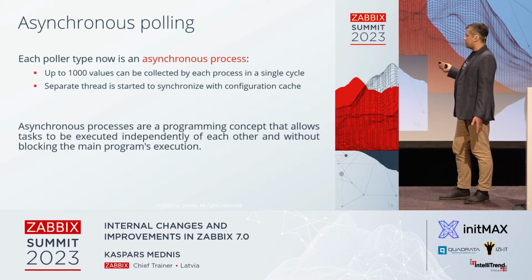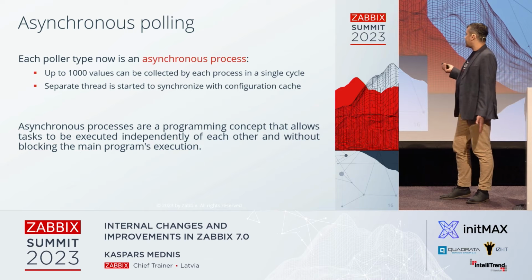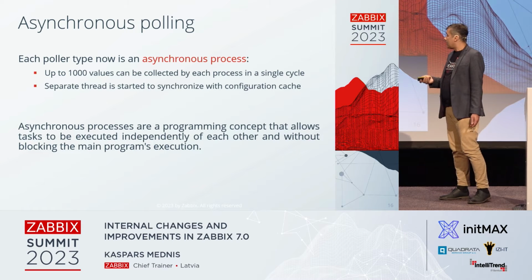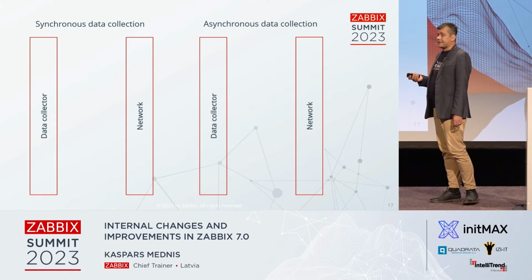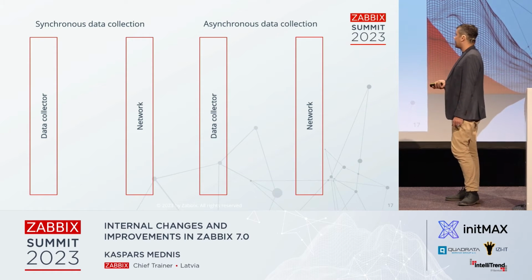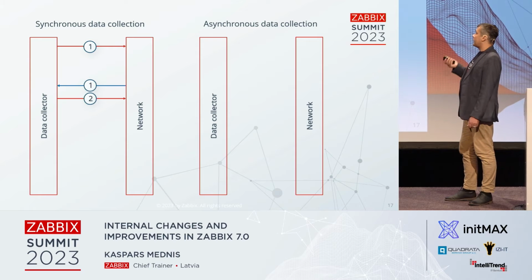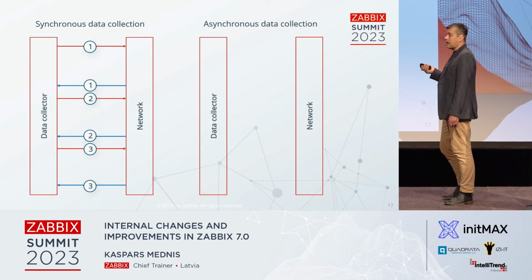So what is asynchronous data collection? That's a programming concept which allows you to execute tasks independently of each other. Let's take a look at the difference between Zabbix 6 and Zabbix 7 in how the data collection is performed. This is synchronous data collection, using processes. We send a request, we get a response. We send a request, we get a response. This is basically how it works.